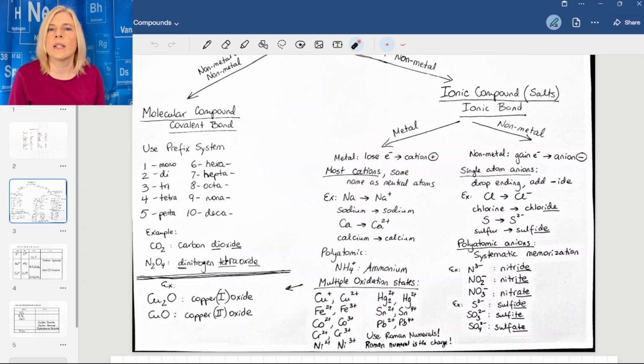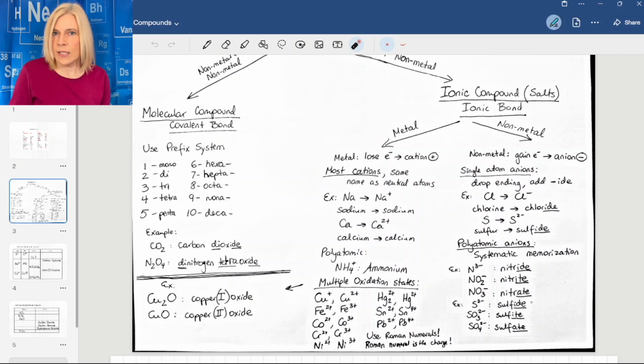Let's go through this a little bit. When nitrogen gains 3 electrons, it becomes nitride. And then you have nitrite and nitrate. NO2 minus is nitrite, NO3 minus is nitrate. The one with more oxygen is ate, nitrate. The one with less oxygen is ite. Now, do not say, oh, everything with 3 oxygens is ate. No, no, no. The one with more oxygen is ate.